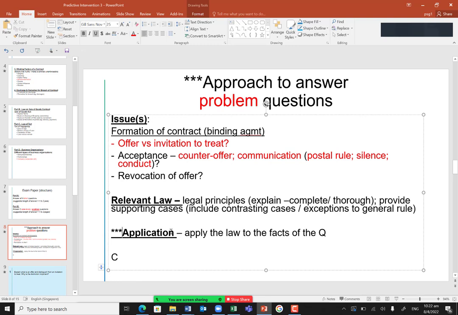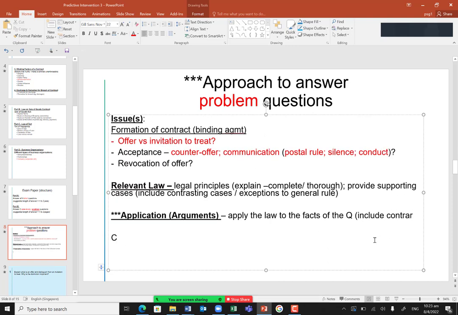Another way in which you can understand application perhaps now, also A, okay? Maybe it can stand for arguments, where you are arguing the case. You think, I will argue that in this question, based on the law, this is the answer, this is the conclusion. Argue. And sometimes it may be that they are contrasting arguments. Let me put it in brackets now, right? If you can, a good student again will include contrary arguments.